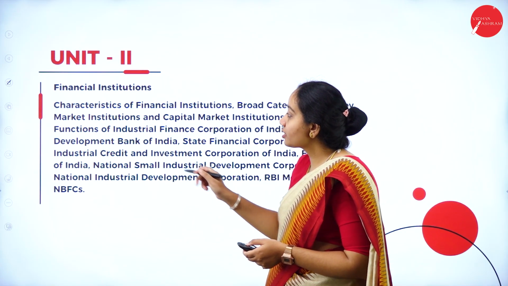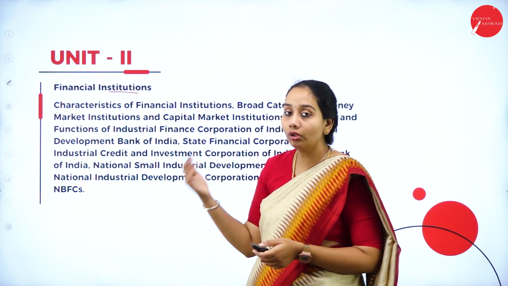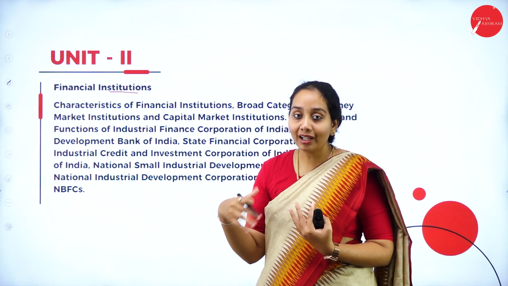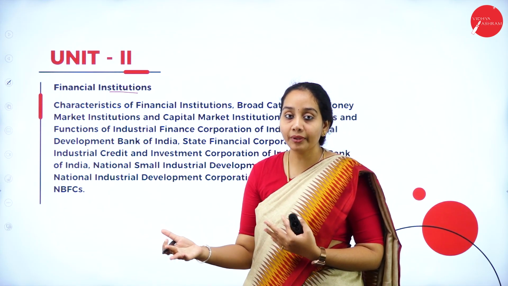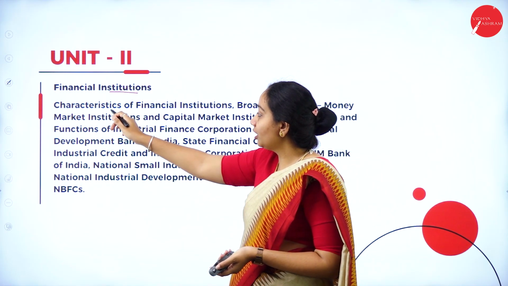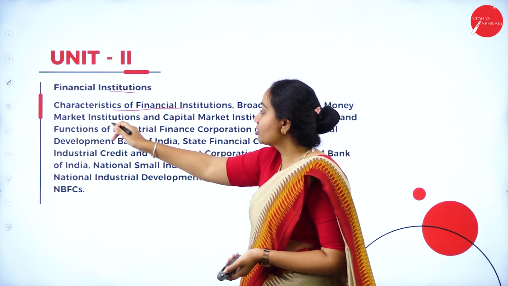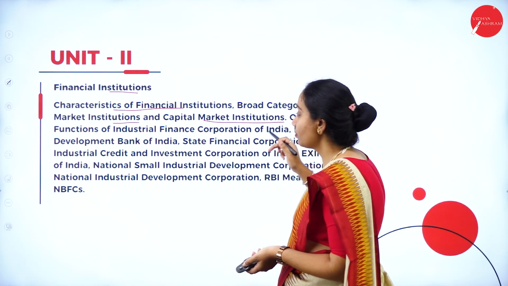So unit 2 is about financial institutions. As I've told, what are the different kinds of financial institutions we have got? Basically, those are the companies. So different kinds of financial companies we have in India. Basic meaning, characteristics of financial institutions, categories, money market institutions and capital market institutions we have got.